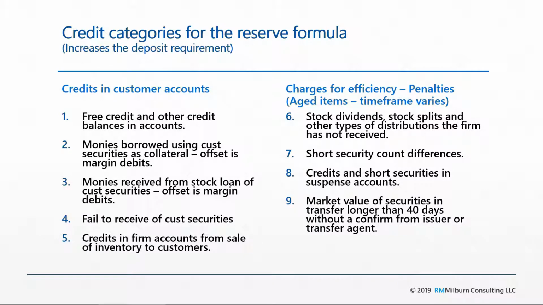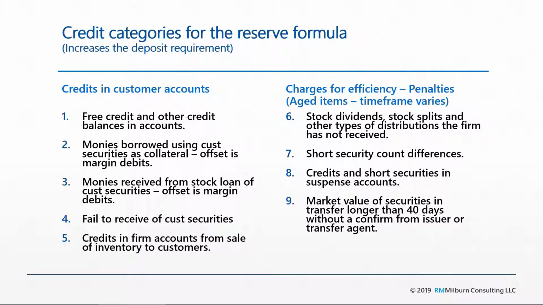A brief review of the categories for the reserve calculation. On the credit side, you have items 1 through 5, and they are related to customers' funds, either the funds that they've given to you or the funds they've received by using customer securities as collateral for, say, stock loan or for bank loans. Items 6, 7, 8, and 9 are penalties or charges for deficiencies for aged items, and there are time frames related to each one of those particular items.